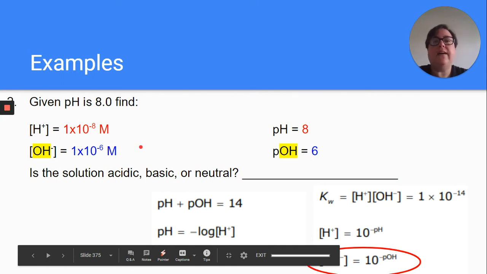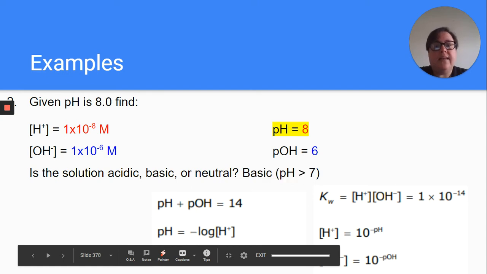All right, to figure out if it's acidic, basic, or neutral, you need to focus on the pH. Since pH is equal to 8, which is greater than 7, this is basic. Now, it's not as basic as the previous example because the other one was 10, so it's farther away from 7. It's not as basic, but it is still basic because it's greater than 7.